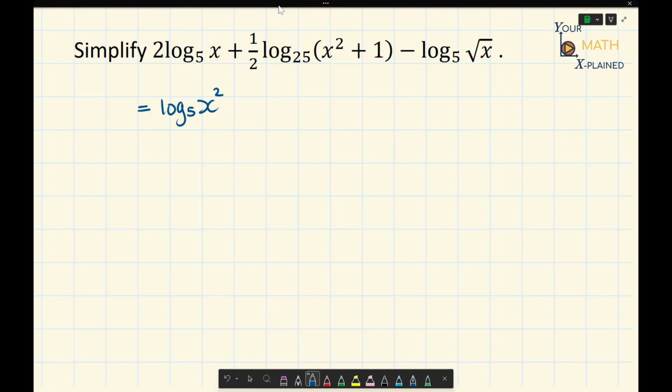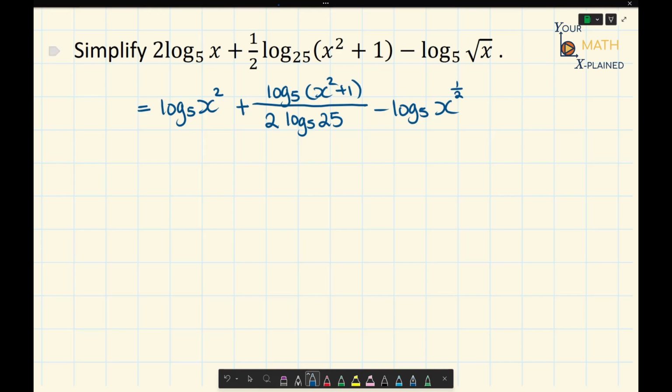And then the next one, we can see that it has a different base. It has a base of 25, whereas the other two have just a log base of 5. So that tells us we want to go ahead and do our change of base here. So this is going to be plus log base 5 of x squared plus 1 over, and then that 1/2 just means that the 2 is on the bottom, and then we would have log base 5 of 25. And then our last one is going to be log base 5 of, and instead of writing that as square root of x, we'll write it as x to the power of 1/2. Okay, so now everything is in terms of log base 5.